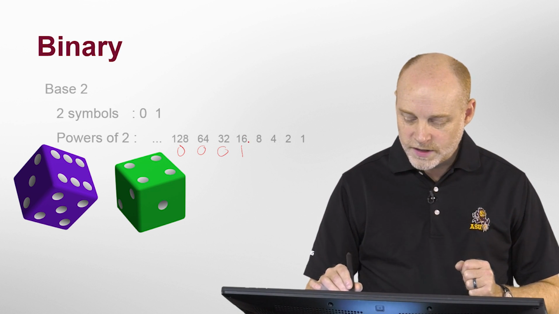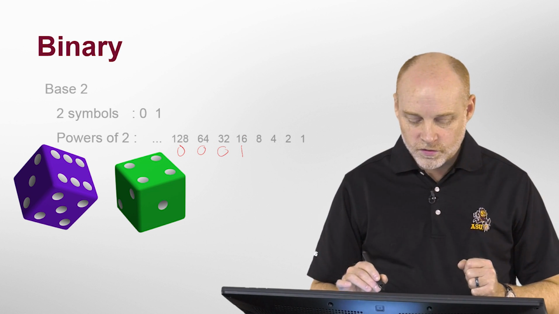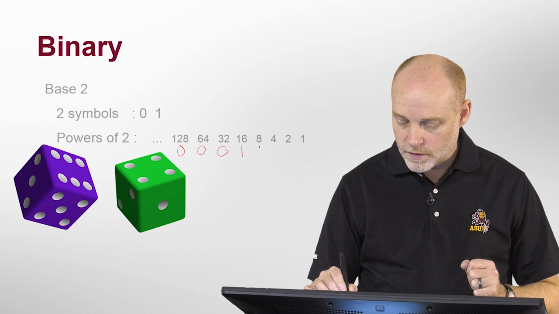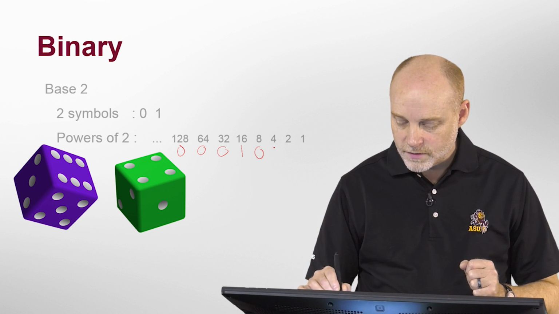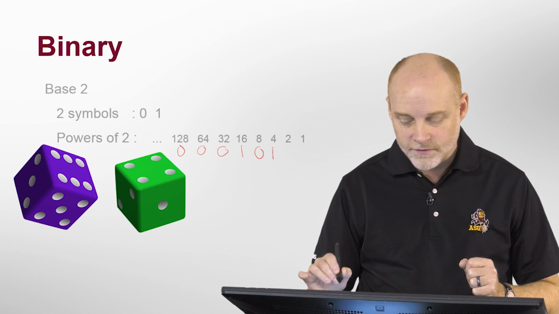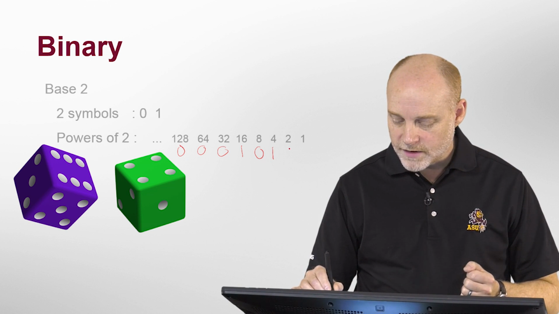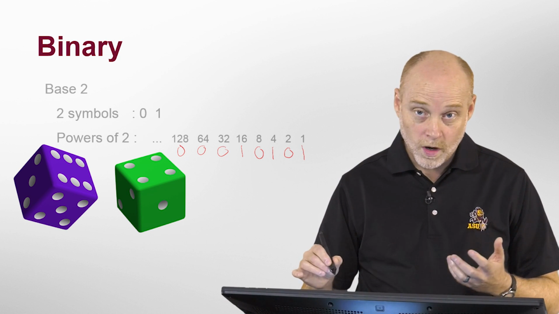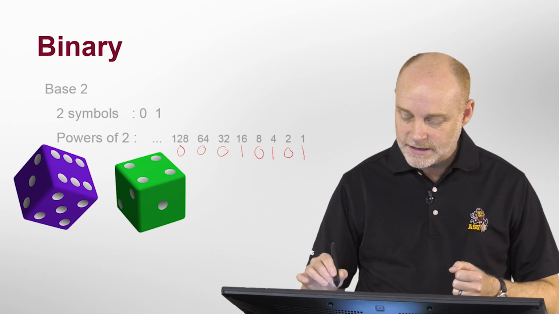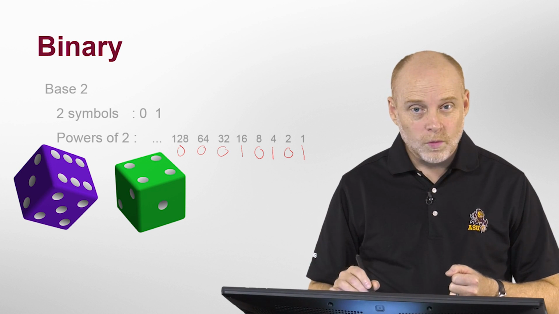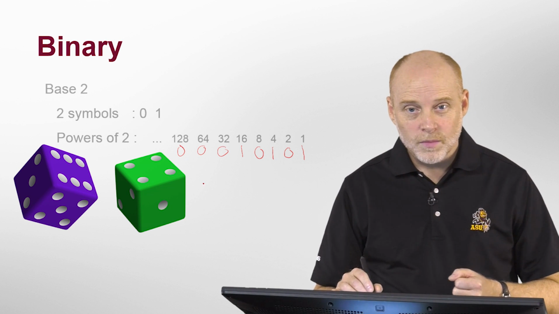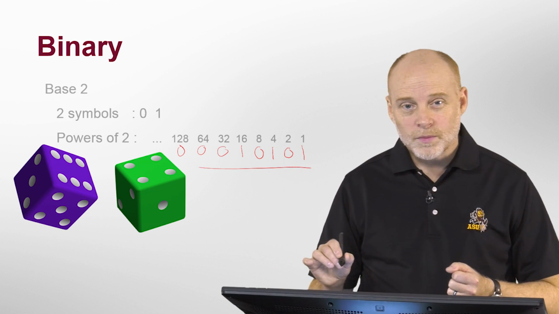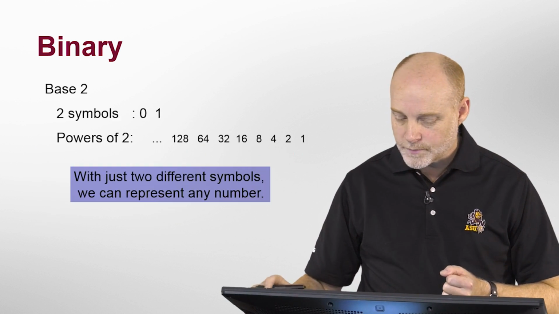And so if we take 16 of those 21, that leaves us with 5 left. So there are no 8s in that 5, but there's 1 4 in that 5. And that leaves us with 1 left. There are no 2s in that 1, but there's 1 1 in that 1. And so 16 plus 4 plus 1 is 21. It's the number of pips that are showing on these dice. And this is a representation of that value in binary.